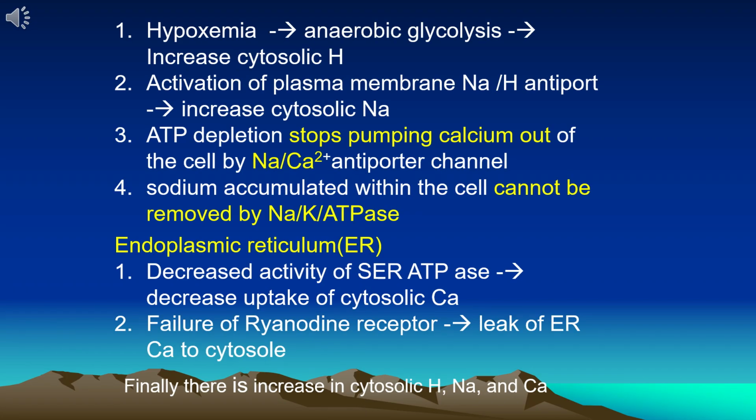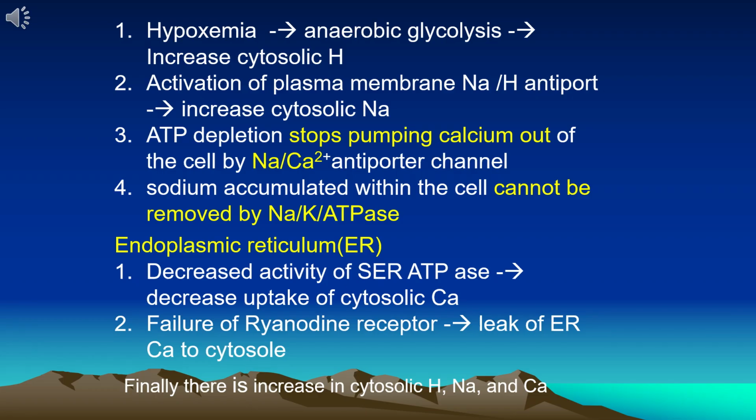This slide brilliantly outlines the precise biochemical domino effect that occurs during the ischemic period, priming the cell for catastrophic failure upon reperfusion. It all begins with hypoxemia, the lack of oxygen. This forces the cell to switch to an inefficient anaerobic glycolysis. A key byproduct of this process is lactic acid, leading to a sharp increase in cytosolic hydrogen ions, H+, or intracellular acidosis.